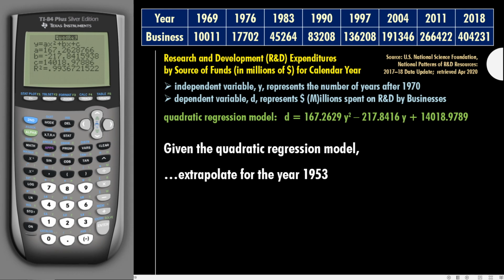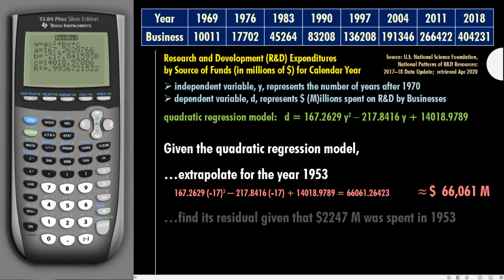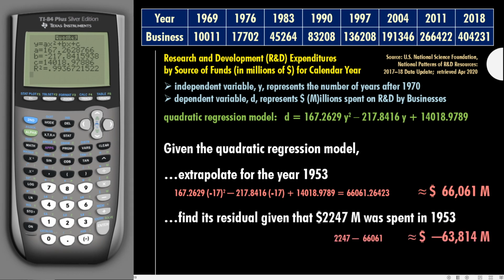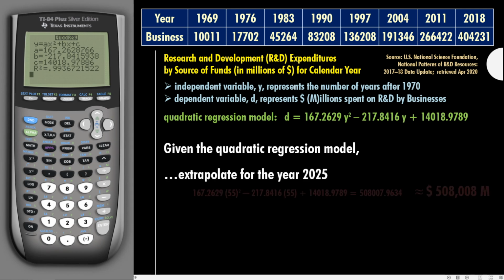If you want to predict for 1953, now you plug in the negative 17 into the quadratic and linear terms, and you'll come up with 66,061 million. If you want to predict the residual, 2,247 minus 66,061 gives you a residual of negative $63,814 million. It seems strange that 1953 would have such a large negative number for a residual, but that will be better explained when we look at the graphs. So let's move on to predicting for the year 2025, which means plug 55 into the equation and come up with a value of $508,008 million.